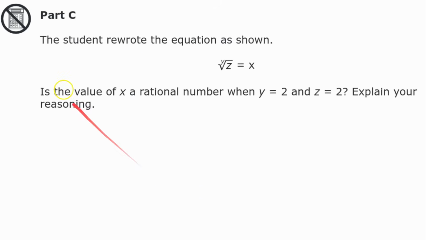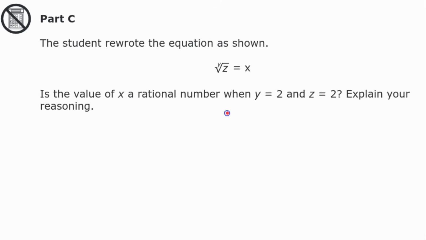Here's part C. The student rewrote the equation as shown. The y root of z equals x. Is the value of x a rational number when y is equal to 2 and z is equal to 2? Don't forget to explain. Pause and come back.